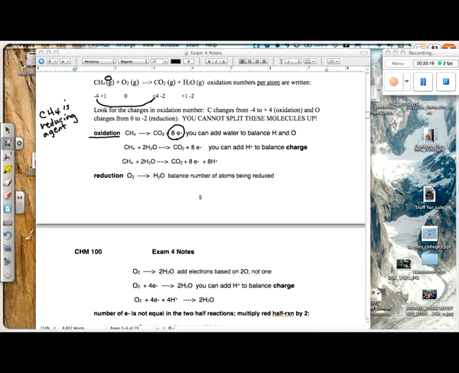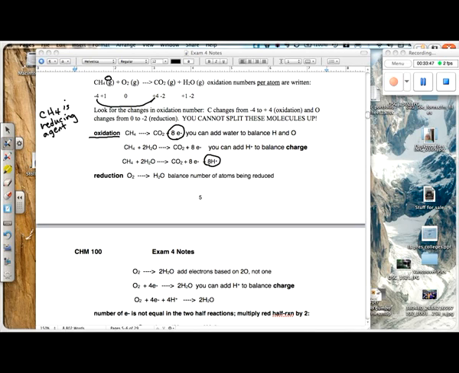I have 8 negatives on this side. I have no charge on the left. So I am going to add 8 H plus to the same side as where those negatives are so that they cancel out. All right. That gives me 8 hydrogens on this side. I had 4 hydrogens on this side. I need 8, so they balance.